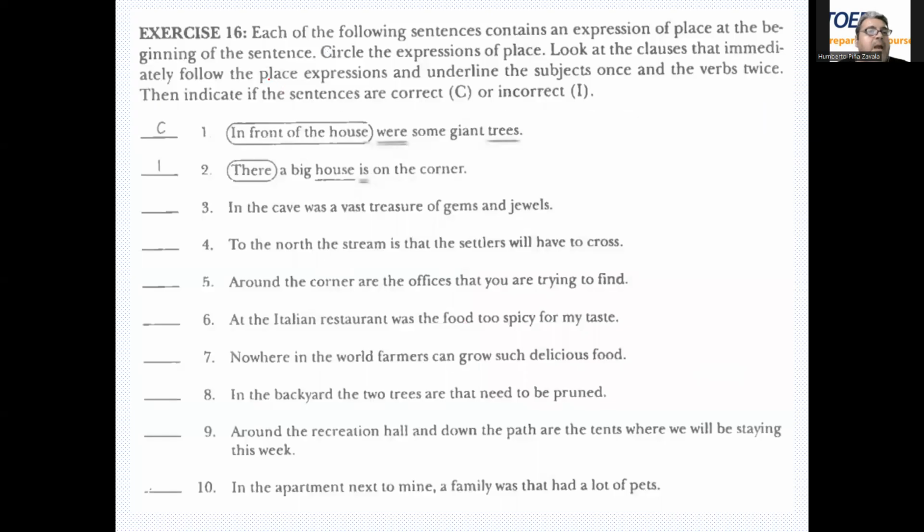Okay. Now, each of the following sentences contains an expression of place at the beginning of the sentence. We're going to circle those expressions of place, look at the clauses that immediately follow the place expression, underline the subjects once and the verbs twice, and then check if this is correct or incorrect. The example: in front of the house were some giant trees, right? I mean, this idea will not be complete without in front of the house. Some giant trees were in front of the house. So this is correct.